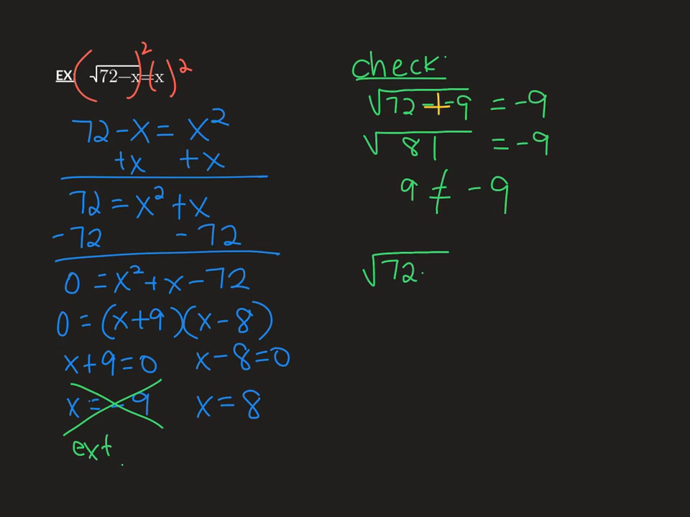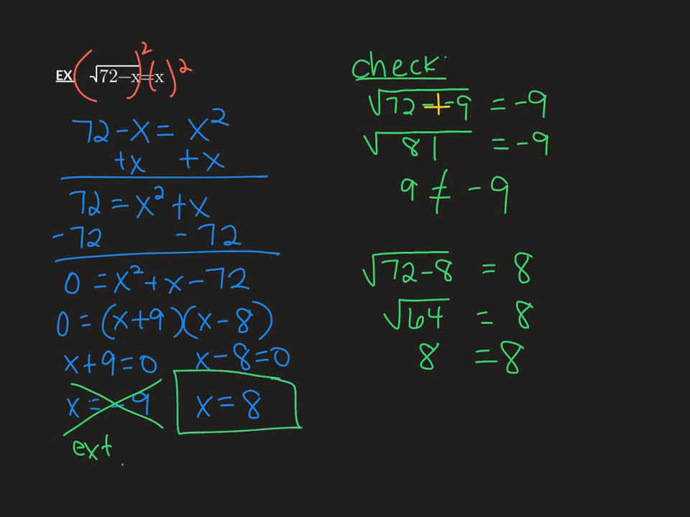Well, let's check the other one just to make sure. Square root of 72 minus 8. It is possible to have no solution. 72 minus 8 is 64. Is the square root of 64 equal to 8? Well, the square root of 64 is 8, and 8 is equal to 8. So this is true. So my one solution here happens to be x equals 8. Okay. So there's our final answer. Feel free to rewind the video, rewatch whatever you need to, and we'll see you in the next video.